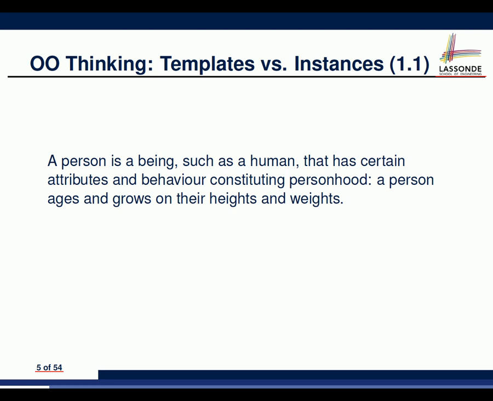Not in 2030. Okay, so what we will do is create a person class, and then you can see attributes and behavior, which can constitute personhood: a person ages and grows, and has heights and weights, right? So you can see the heights and weights could be nice candidates for attributes. You wouldn't create a class called weights. You wouldn't create a class called height, right? Okay, that's one example here.